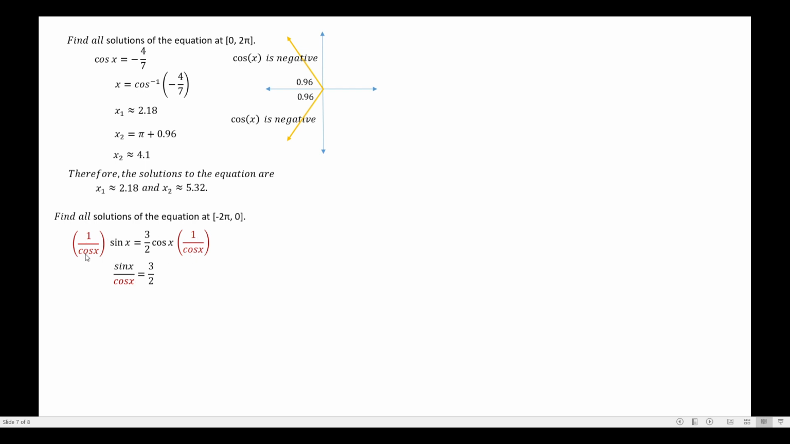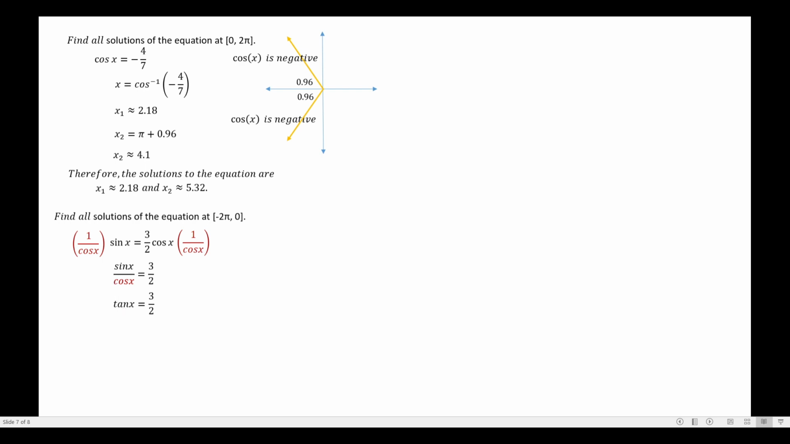And then on the left side, to preserve equality, you have sine x over cosine x, and that is tangent x. This is a ratio identity: tangent x is equal to sine x over cosine x. So I can replace sine x over cosine x with one function, tangent x.